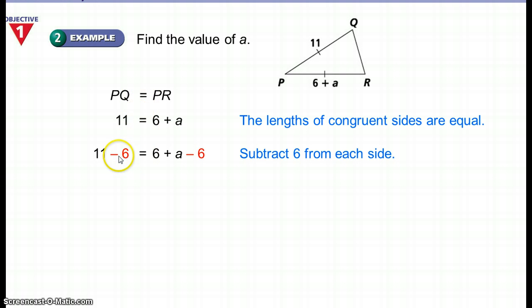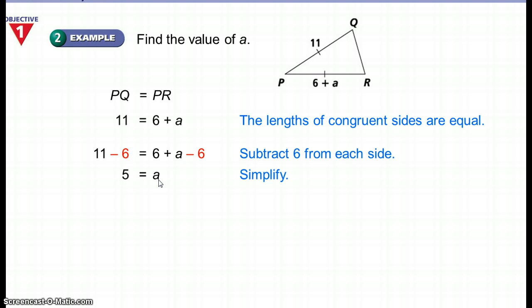Again, make sure you're looking at both sides of the equal sign. I'm going to take 6 away from the 11, and I'm going to take 6 away from the 6 plus a. By doing that, the 6 and the negative 6 are going to cancel, which will just leave me my value of a. 11 minus 6 will give me a value of 5. So again, I have my value for my variable a.